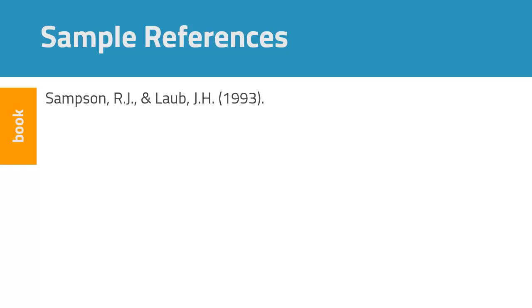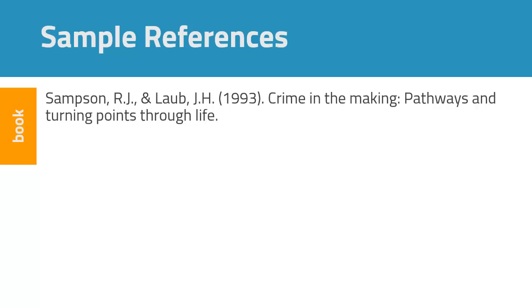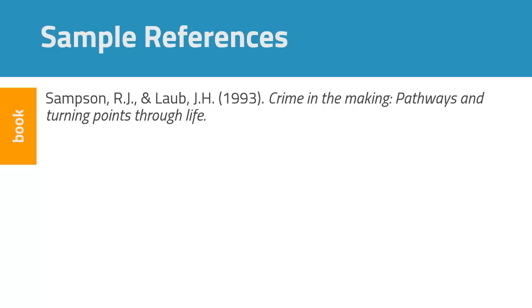Next we have the year of publication. It should be in parentheses and followed by a period. After the date, we write the title of the book and italicize it.